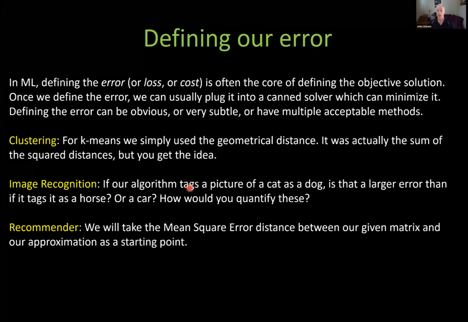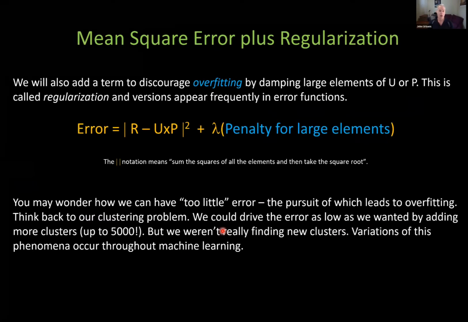And in our case right now, what we're going to do is take the mean square error distance of each one of the matrix elements and add them all together. So we're going to go element by element through our matrix and see how far off we are. And that will give us some feedback as we try to figure out how small we can get with K and our U and P matrices here.